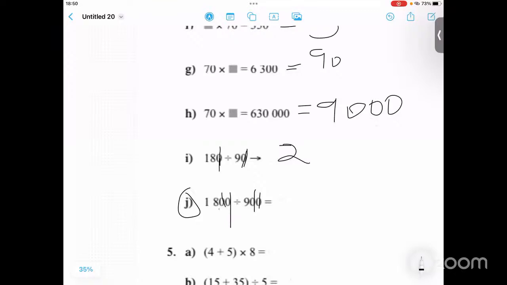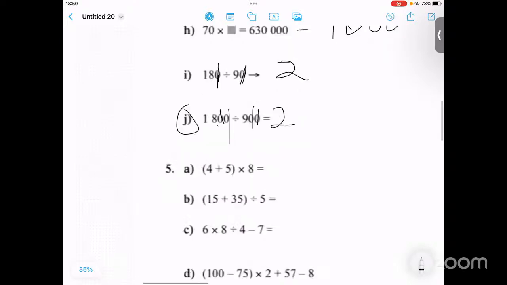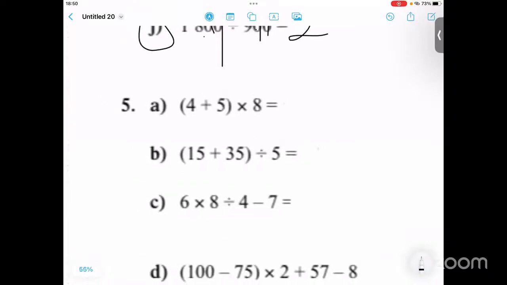Do we have somebody who thinks it's not going to be a 2? Ma'am, I'm sure it's a 2. Thank you for being sure. Let's go to 5.